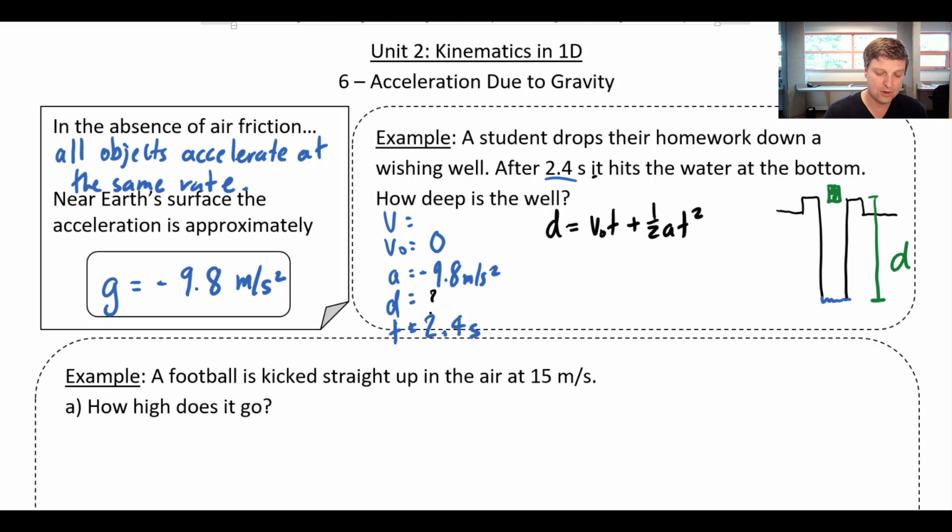So the first thing I am going to do is sub in this 0. Anytime you have a variable that is 0, go ahead and put it in your equation and see what it does. Because if initial velocity is 0, then this whole thing is going to be 0, because 0 times anything, it doesn't matter what time is, is 0. So now I've got D equals 1/2 AT squared, and I'm going to sub in my variables. So 1/2 times negative 9.8 times 2.4, and then squared.